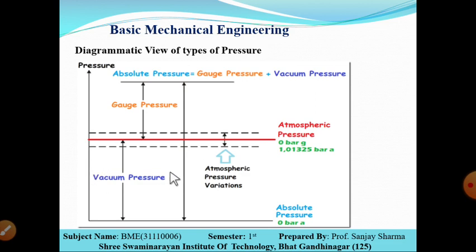Again, what is the vacuum pressure range? It is 0 bar to 1.01325 bar. So I hope it is clear to you. The pressure of the atmosphere is termed as atmospheric pressure, and its value is 1.01325 bar, and at that time it is also termed as 0 bar gauge pressure. So I hope all the points are clear to you.